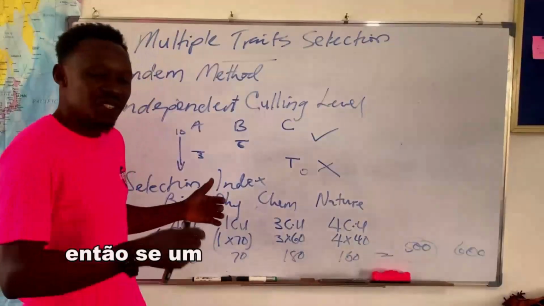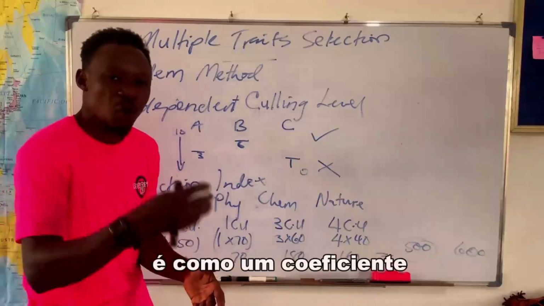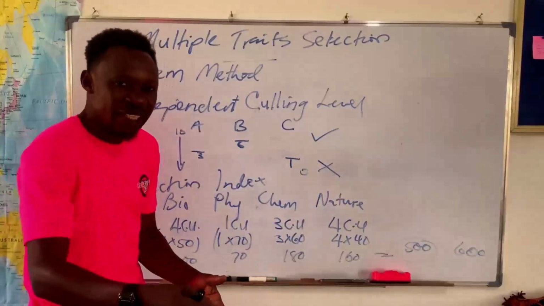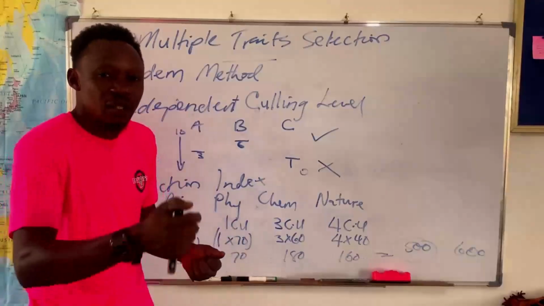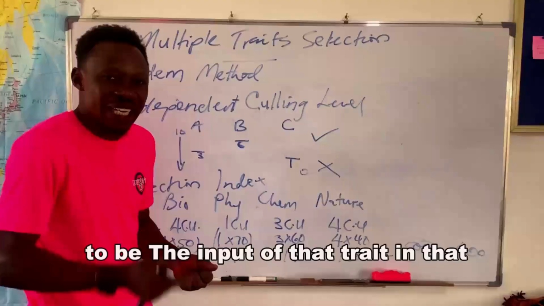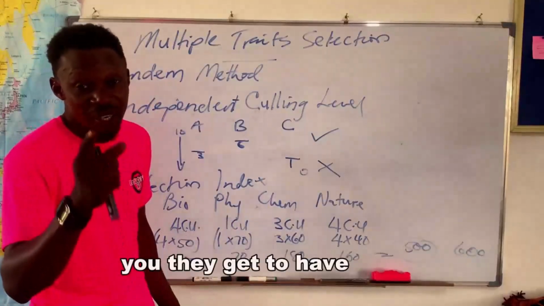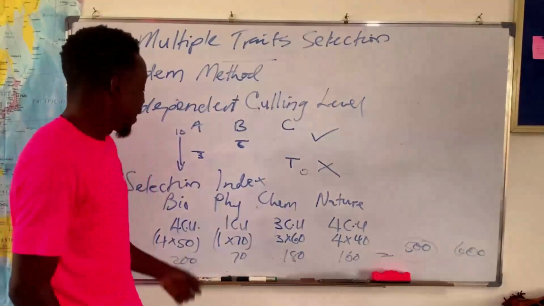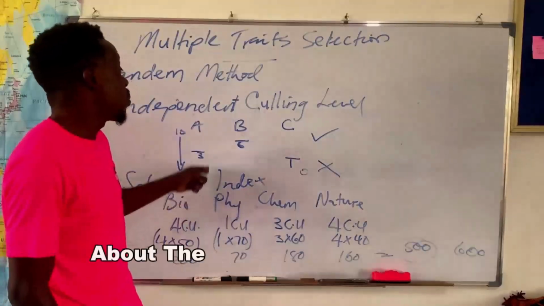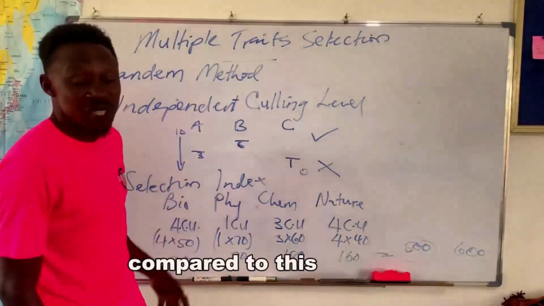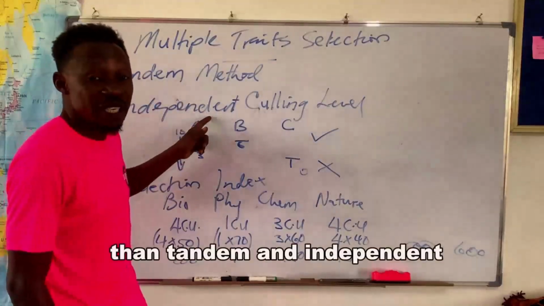So if a trait is of interest to you, you attach a greater weight. That weight is like a coefficient, like a multiplier that gives you your satisfaction, what you desire to be the input of that trait in that index. The other traits that are of low importance to you get smaller weights attached to them. The major advantage of selection index, by the way, is that selection index is about the most powerful. It is more powerful compared to these other two. It is far more important than tandem and independent selection.